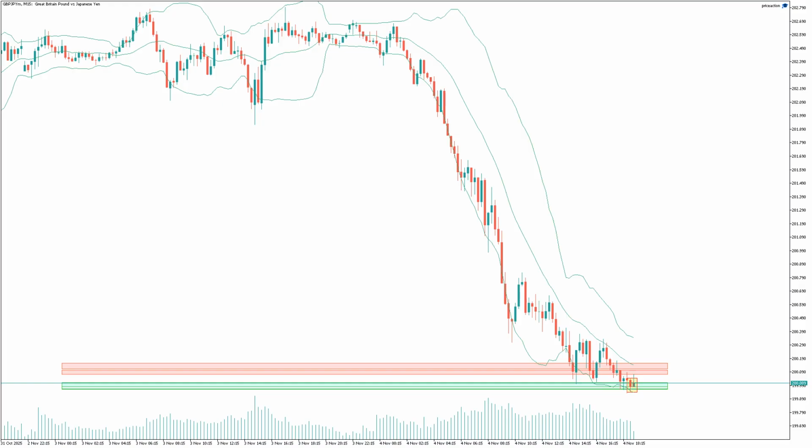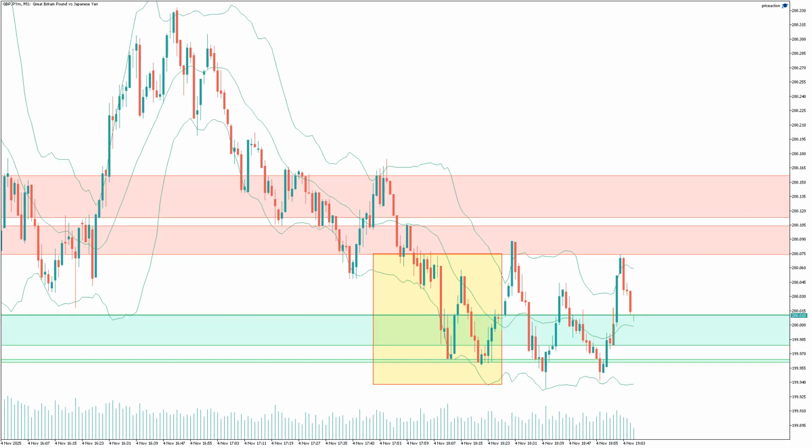The resistance zone is identified around the price level where multiple bearish candles encountered selling pressure, pushing the price down from its highs. Specifically, the candles between 1800 hours and 1815 on November 4, 2025, show a clear pattern of rejection near the upper boundary of this zone.